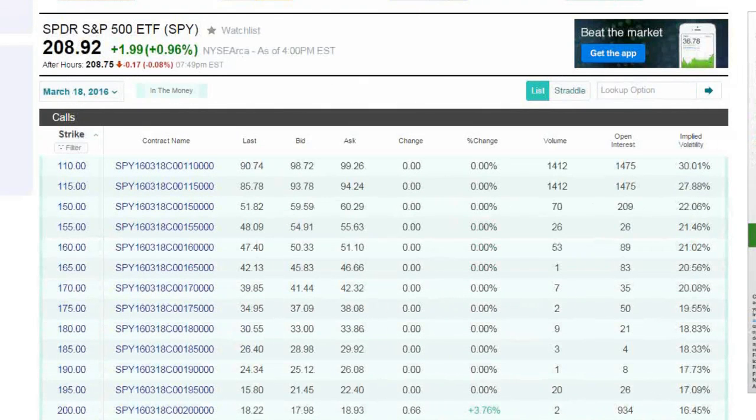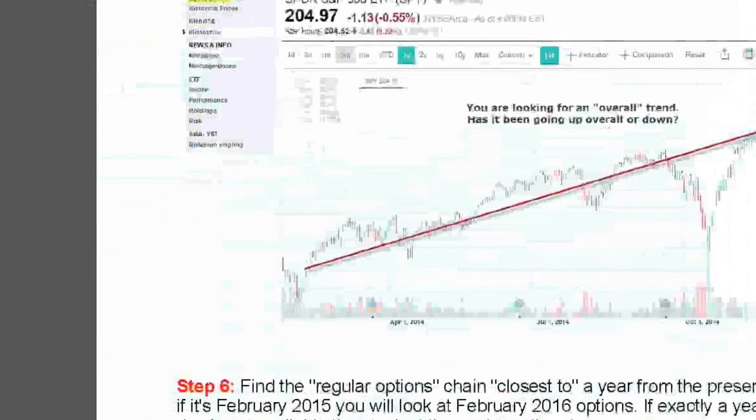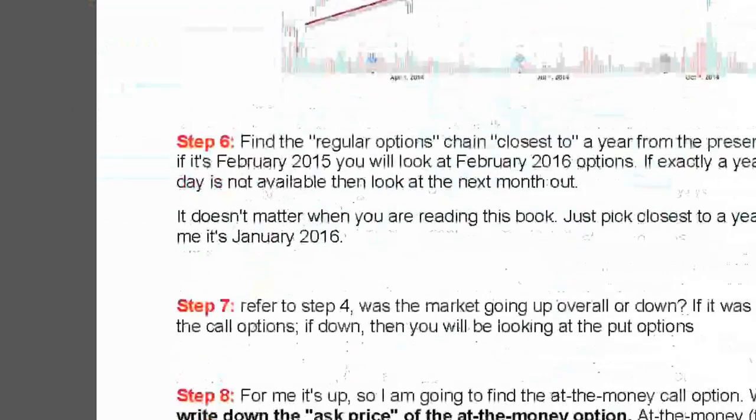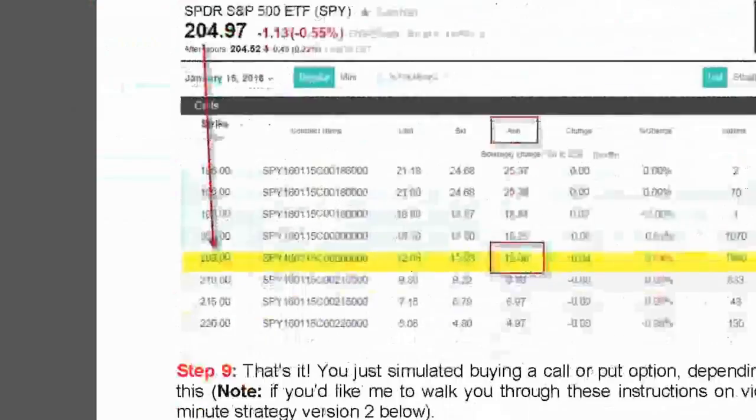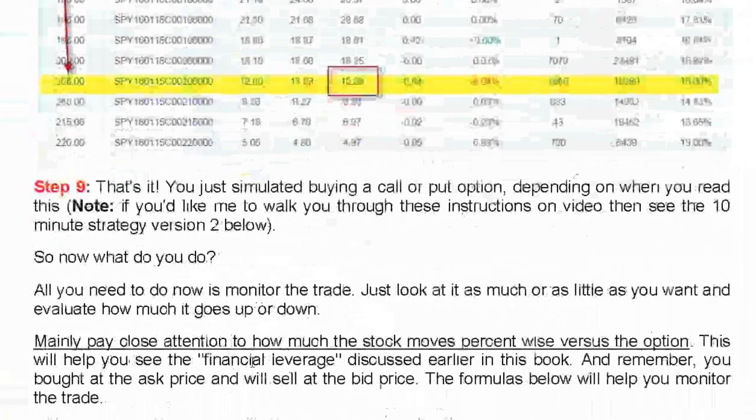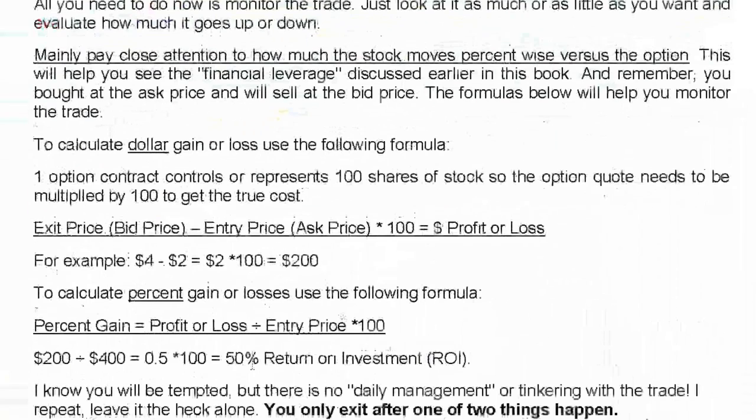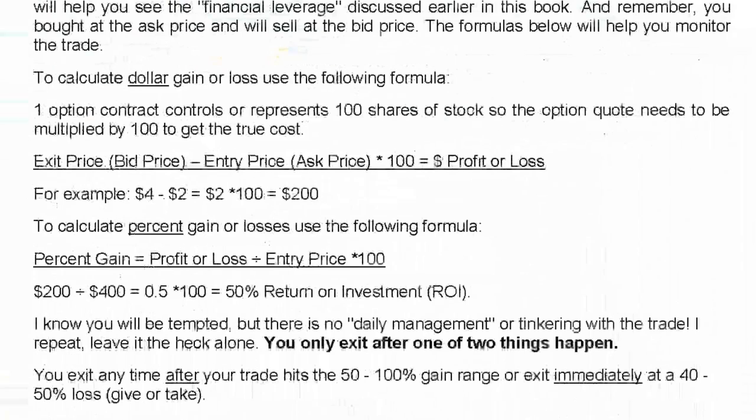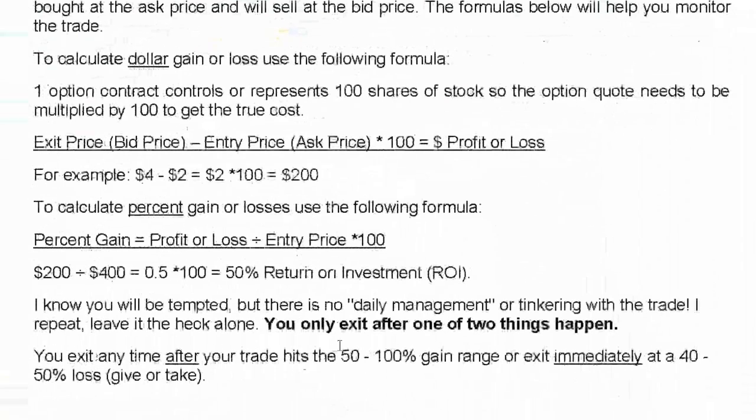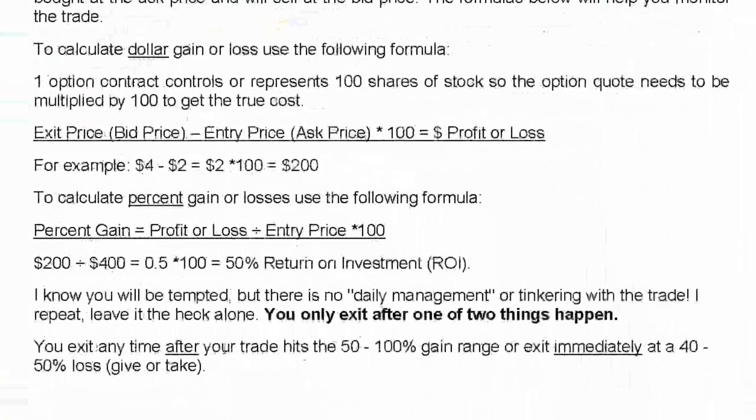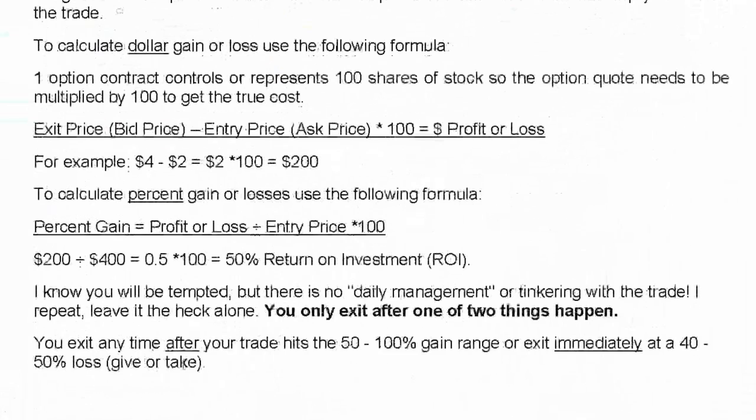Okay, so that's the strategy I walked everybody through in the book. And then also in the book towards the bottom, I gave everybody the most simplified trade management formula I could give you as far as when do I exit and all this other stuff. And you pretty much don't tinker with the trade. You're going to be tempted to sell early. You're going to see some profits. But no, I want everybody to exit anytime after it hits a 50 to 100% gain range or immediately at a 40 to 50% loss.